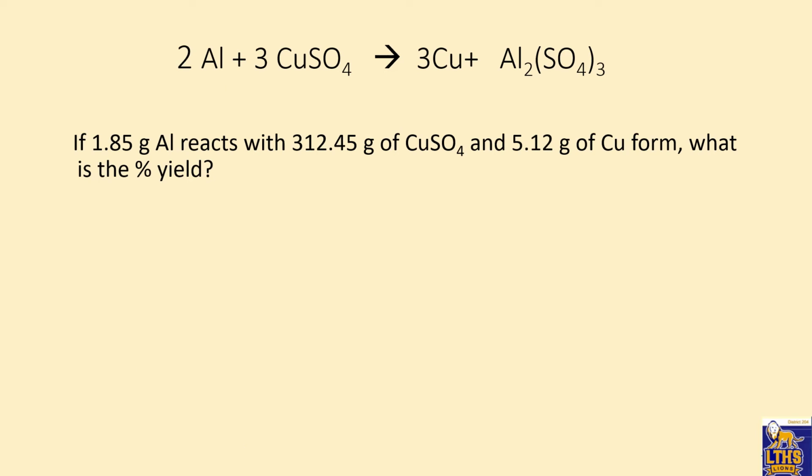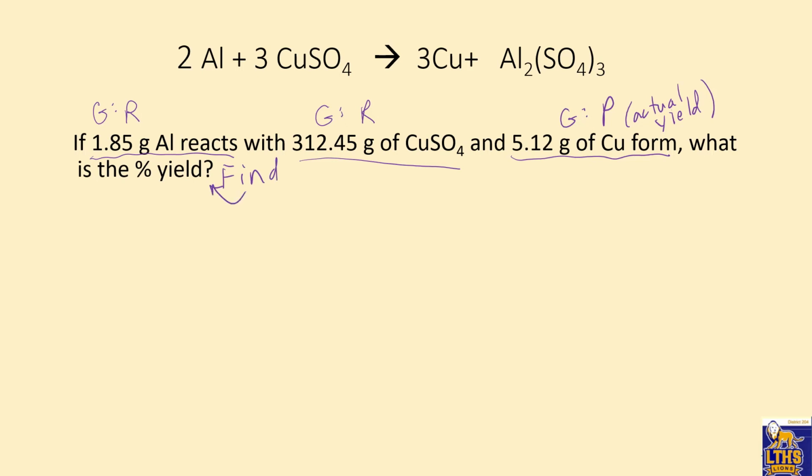Okay, one more problem. This time we're given a balanced equation because we need it. It says if 1.85 grams of aluminum reacts, so this is reactant, given reactant, 312.45 grams of copper sulfate, given another reactant, ooh, two reactants, looks like a limiting reactant problem, and 512 grams of Cu forms, given product, so this is actual yield, all right, what is the percent yield? Find percent yield. Okay, given two reactants, I have to do a limiting reactant problem.